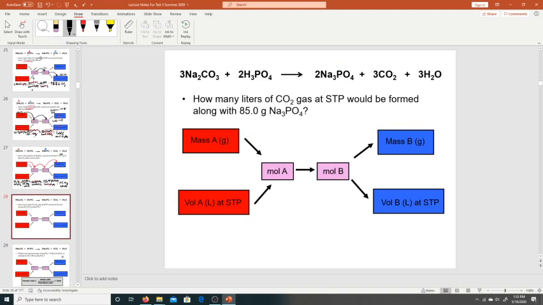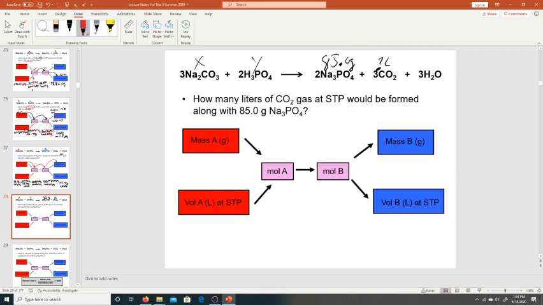How many liters of CO2 gas at STP would be formed along with 85 grams of sodium phosphate? So in this question, we're taking some quantity of sodium carbonate and some quantity of phosphoric acid, call it Y. We're reacting them together, and we're saying along the way we made 85 grams of sodium phosphate. And our goal here is to find the volume of CO2. That we don't know. That's a question mark. So I don't care about the masses of sodium carbonate or phosphoric acid. All I care about is the two reactants and two products in this question.